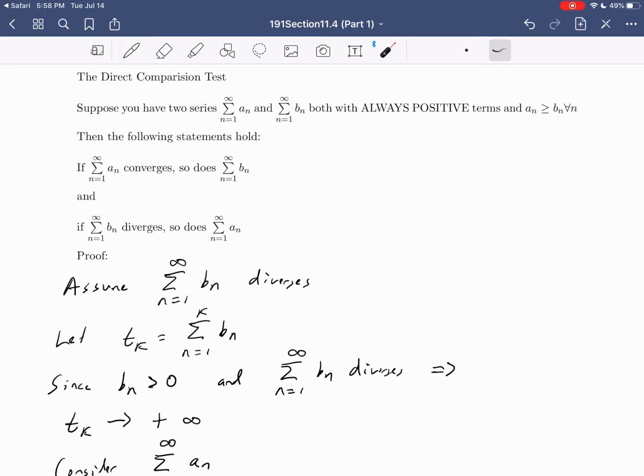So we're going to take a look at a couple examples of using this direct comparison test to analyze the behavior of series, but then we're going to look at a follow-up called the limit comparison test, which turns out to be computationally much easier to use. So let's take a look at a couple examples.